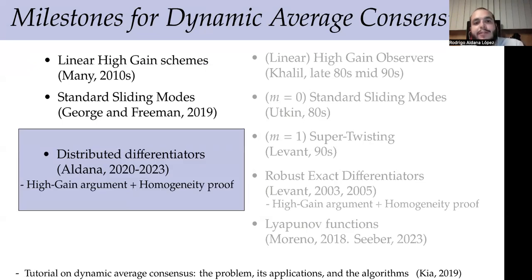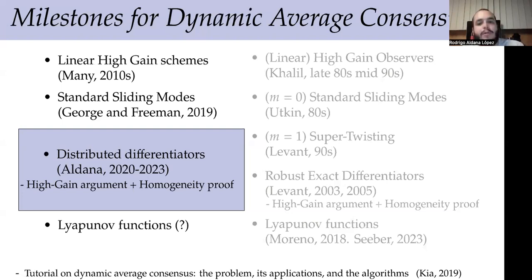So it's trying to answer the question: what is the distributed form of a super twisting, for example, right? This is what we call distributed differentiators. Okay. And interestingly, we are taking some lessons from the developments of differentiators in order to construct these differentiators, in the sense that the proofs that we have at the moment are based on high gain arguments and homogeneity. Okay, this raises the question of whether future work can extend this to Lyapunov functions.